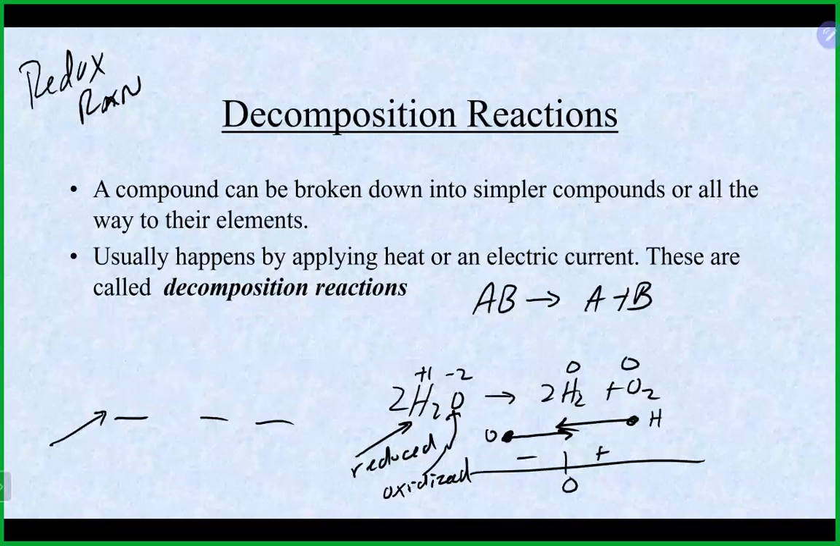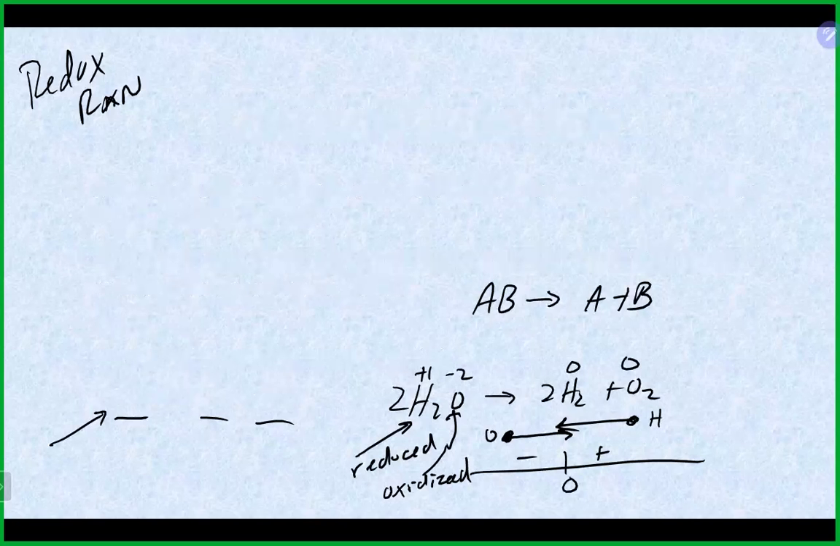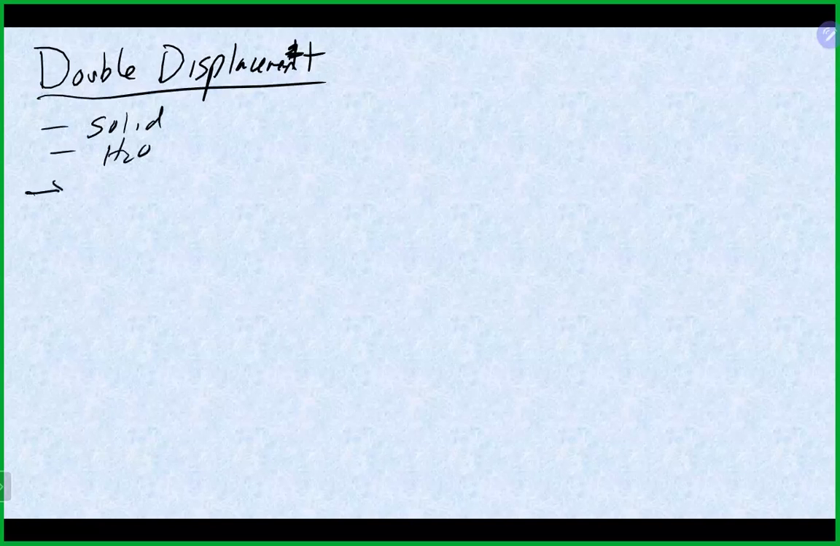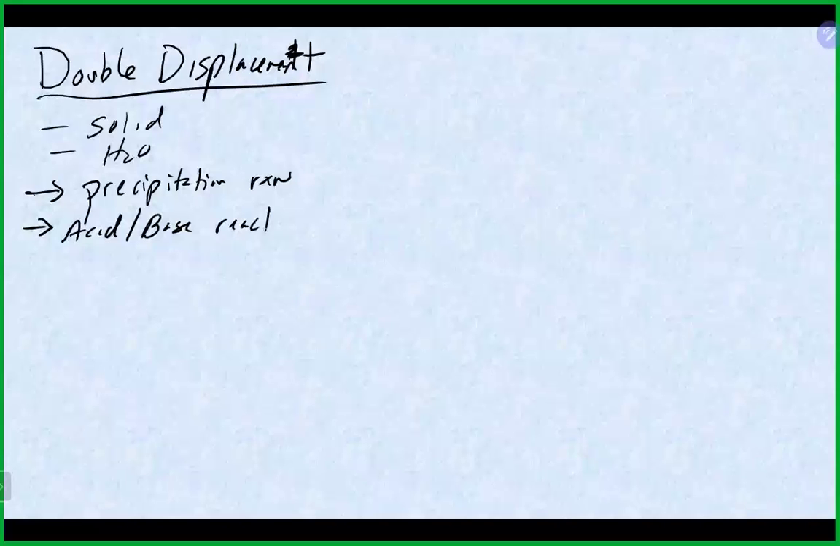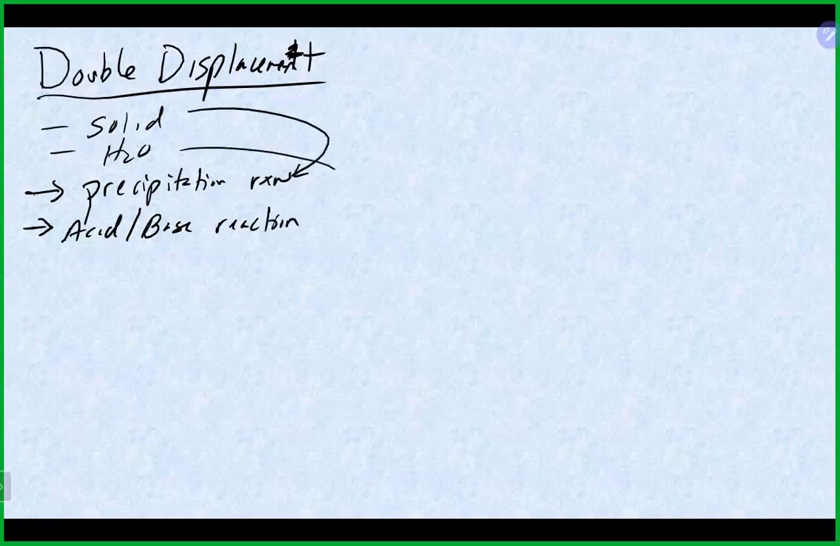So to summarize what we talked about here, we have two big categories of reactions: double displacement, and that is going to account for our solid being formed. It's going to account for water being formed. Underneath that umbrella, more specific classifications are a precipitation reaction and our acid-base reaction, where one accounts for the solid and the other accounts for the water.